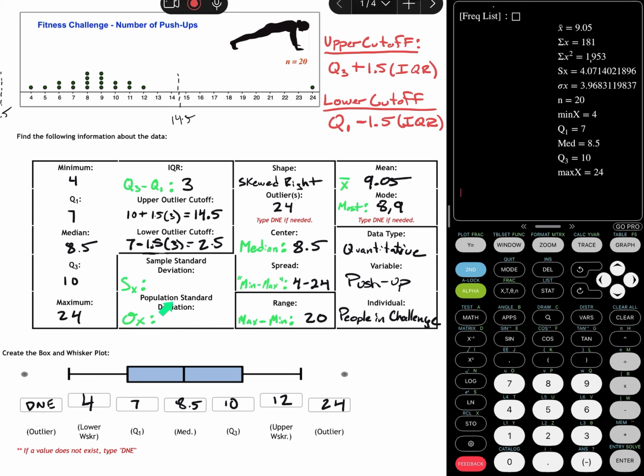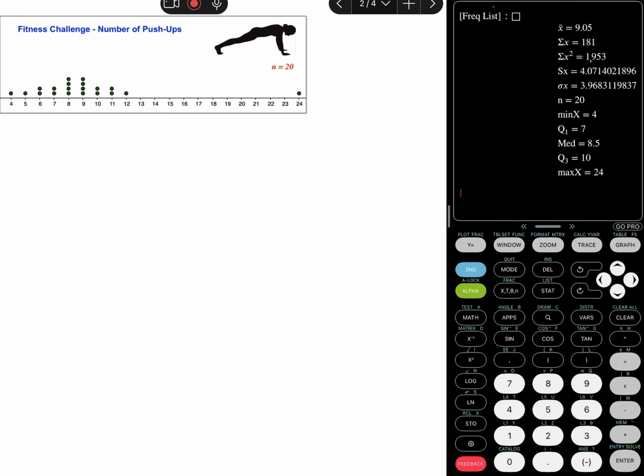Finally, we have standard deviation, which we'll get to in a few parts here. That you see on the calculator, we have Sx and you have this sigma x. S is for sample. So if you have just a sample of people, sample of things, that's when you use this. So that would be 4.07. And population is if you have everybody in the population, which would be 3.97. So that's that first set of all of that particular data and that box and whisker plot.